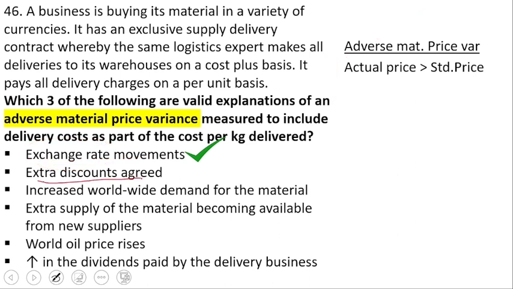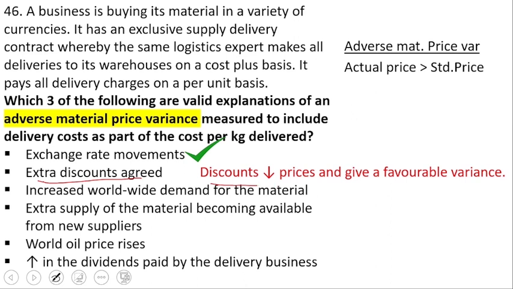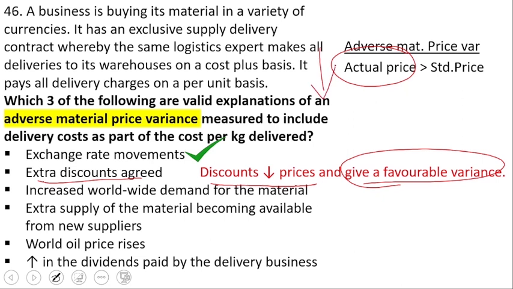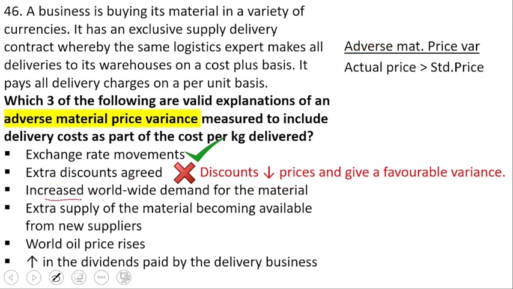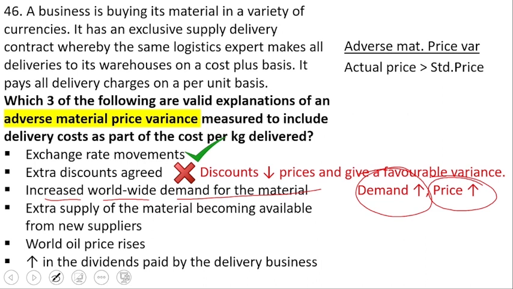Extra discounts agreed. Discounts will reduce the prices and it will only give a favorable variance. That is, the actual price will reduce because of discounts and hence that will not cause an adverse material price variance. Increased worldwide demand for the material. Yes, if there is an increase in demand, definitely the price of that material will increase and hence the actual price of materials will increase, causing an adverse material price variance.